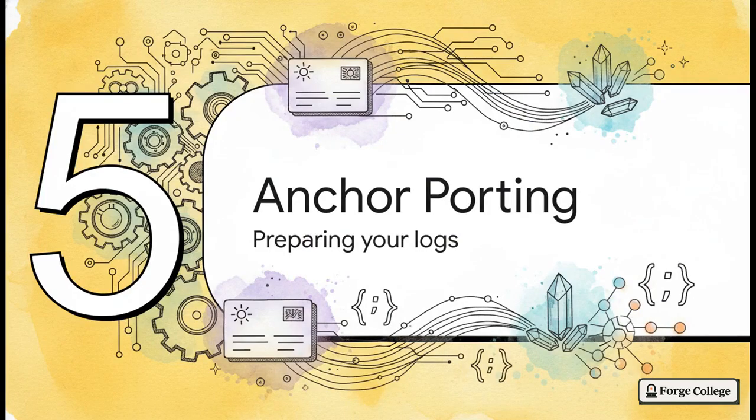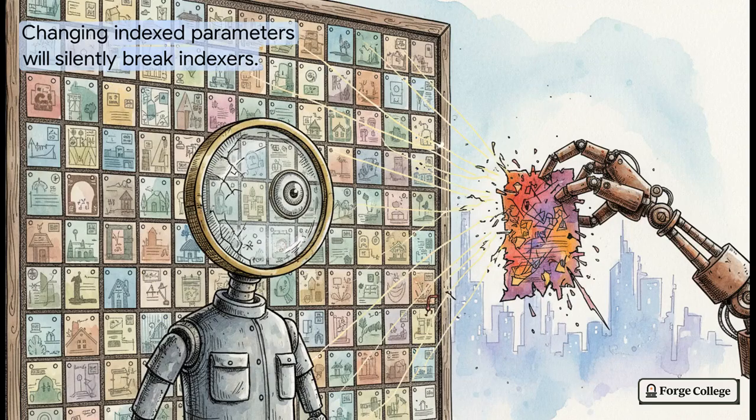Finally, Section 5, Anchor Porting, preparing your logs. So how do we take this whole postcard system and get it ready for Solana? Well, we have to make sure our Rust-based Anchor contracts emit the exact same shape of logs. This is the golden rule right here. If you change the event signature, or if you alter the indexed flags, you will instantly and completely silently break all your off-chain consumers. If your postcards look different, the neighborhood notice board is effectively useless to them.